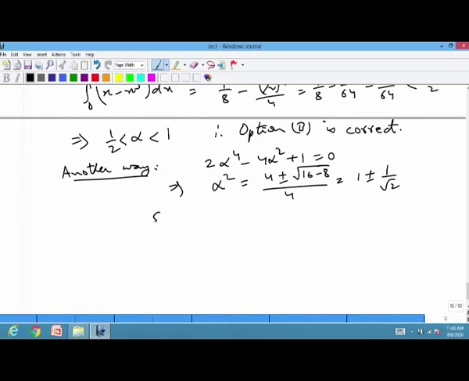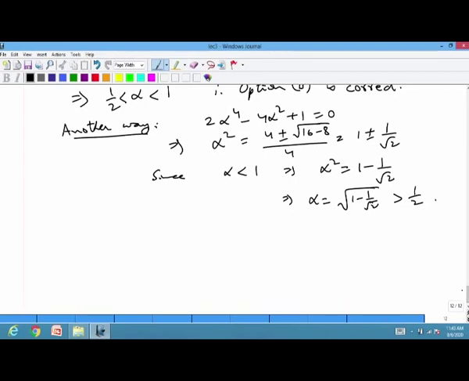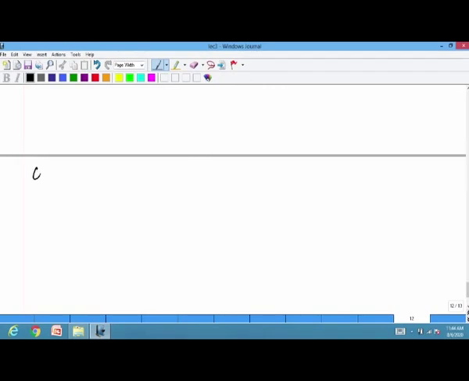Now, since alpha has to be less than 1, we have alpha square equal to 1 minus 1 by root 2, and this will imply alpha is square root of 1 minus 1 by root 2, and you can see that this is bigger than half. But we did not have to actually calculate this value of alpha. Let us move to next problem, question 4.